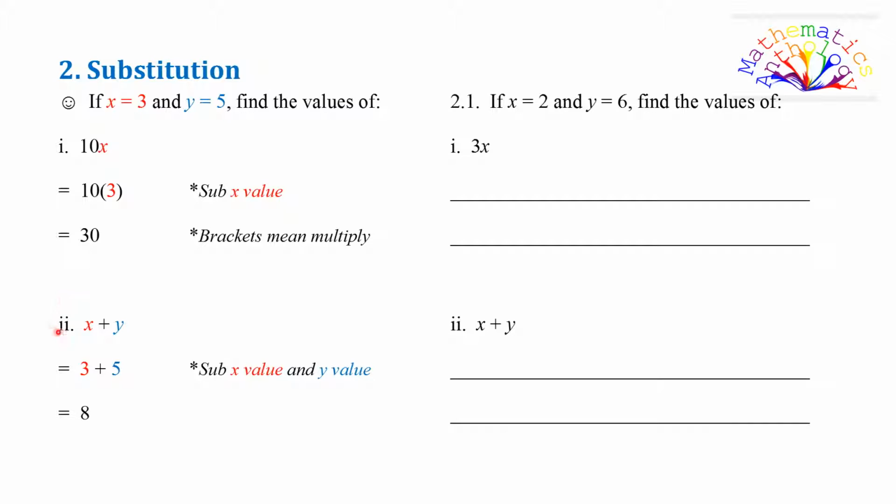The second one here, x plus y. X is given as 3, so instead of x, we substitute 3. Y is given as 5, so instead of y, we substitute 5. So x plus y will become 3 plus 5, which is 8.